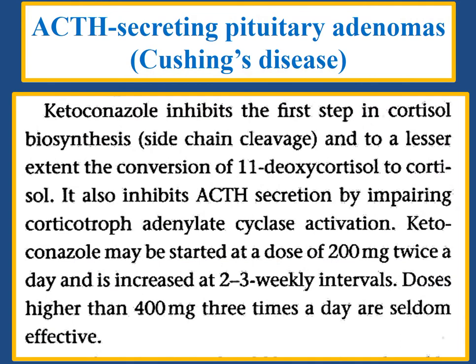Ketoconazole. Ketoconazole inhibits the first step in cortisol biosynthesis, side chain cleavage, and to a lesser extent, the conversion of 11-deoxycortisol to cortisol. It also inhibits ACTH secretion by impairing corticotroph adenylate cyclase activation. Ketoconazole may be started at a dose of 200 mg twice a day and is increased at 2 to 3 weekly intervals. Doses higher than 400 mg 3 times a day are seldom effective.